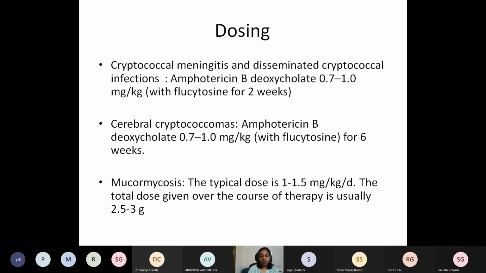In mucormycosis, the typical dose is as high as 1 to 1.5 milligram per kg per day. It is a higher dose than for cryptococcal meningitis, and the total dose is quite high, up to 3 grams.